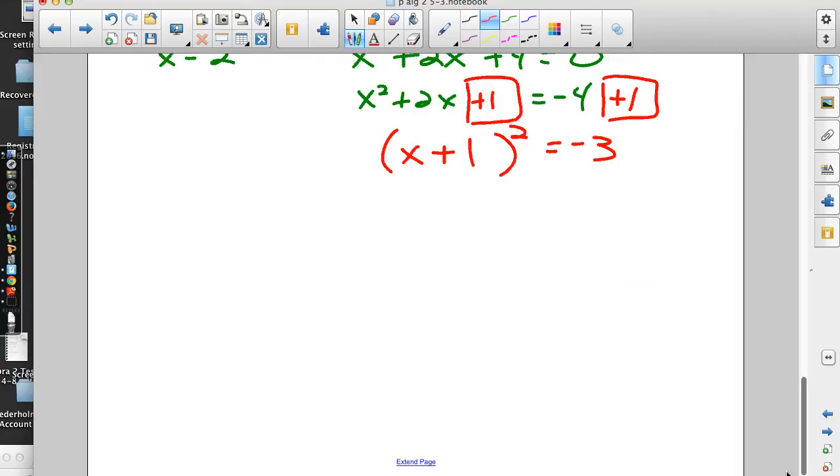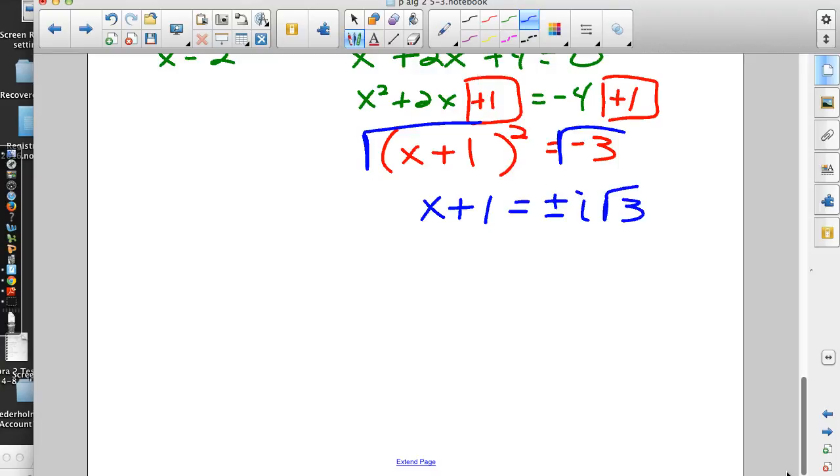So what do you do next? Square roots. How do you simplify that little bugger over there? i squared is negative 1, so we get the square root of 3i in standard form. It's all left but the crying. What do you do next? Minus 1 is not a big deal. There we go. Did we get them all? I hope so.